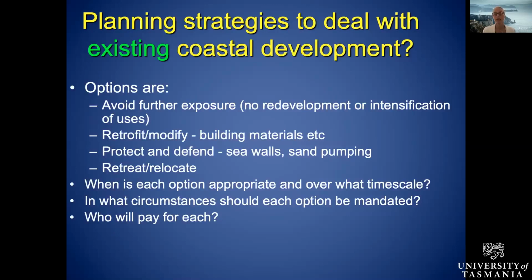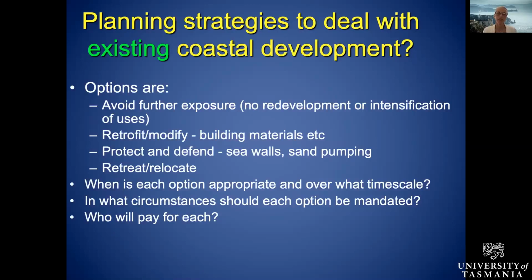Or we could set up a framework that implements a staged retreat or relocation, which might involve mandatory resumption by the government of people's land, forced buybacks, for example. So far, Australia hasn't done that at all. There's nowhere where we've done that kind of forced acquisition of people's private property. And it's certainly not a very attractive option because, as you can imagine, beachfront property is pretty valuable, but it's still something that is being actively considered in some high-risk areas.